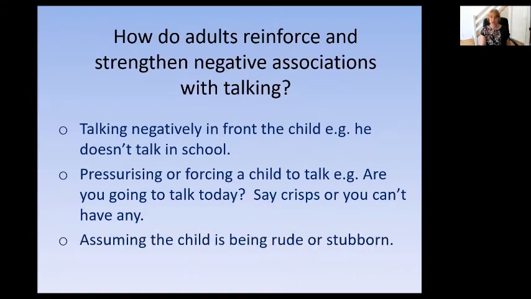And we give a negative association when we assume they're being stubborn or rude. So actually the child's in a situation where they may need to communicate and they get negative feedback from us because they're refusing or they've put their head down and we've acted in a way that makes it seem like we're cross or upset with them.